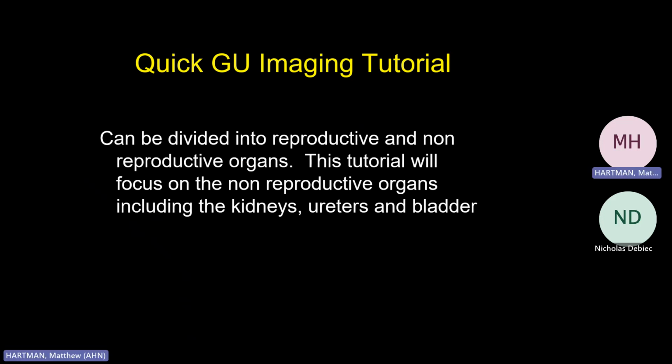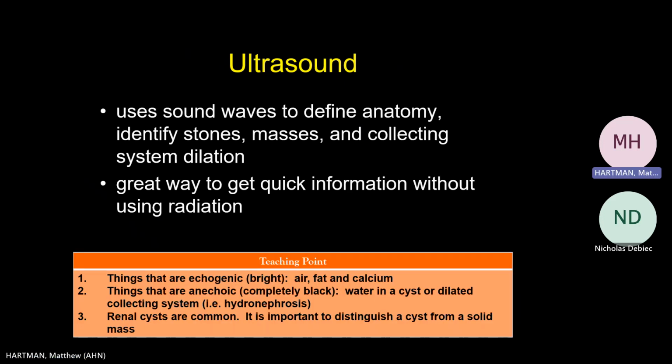So let's start with a quick GU imaging tutorial. For GU, you can divide it into reproductive and non-reproductive organs. We're really going to focus on the kidneys, ureters, and bladder. So how do we study that?